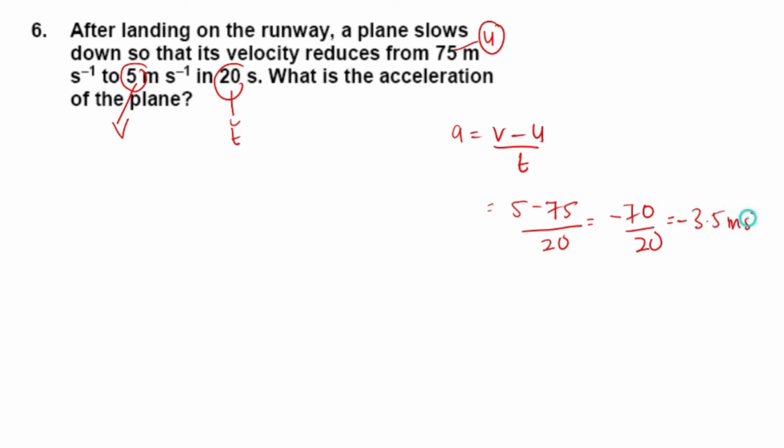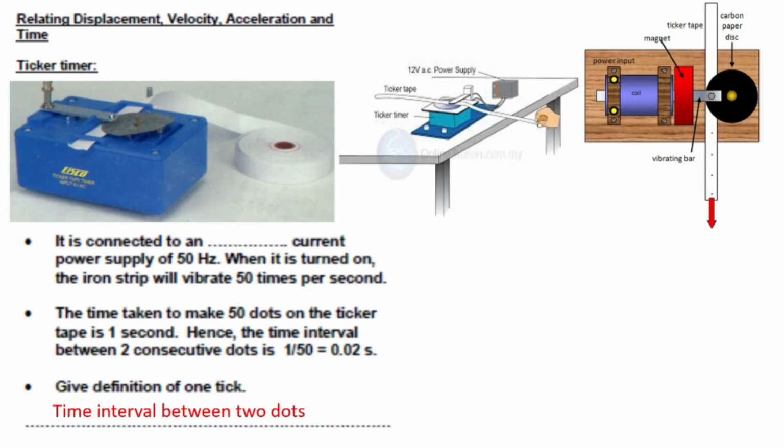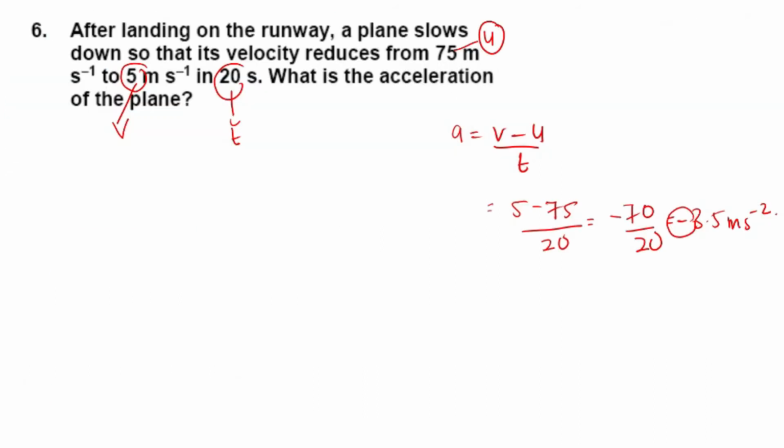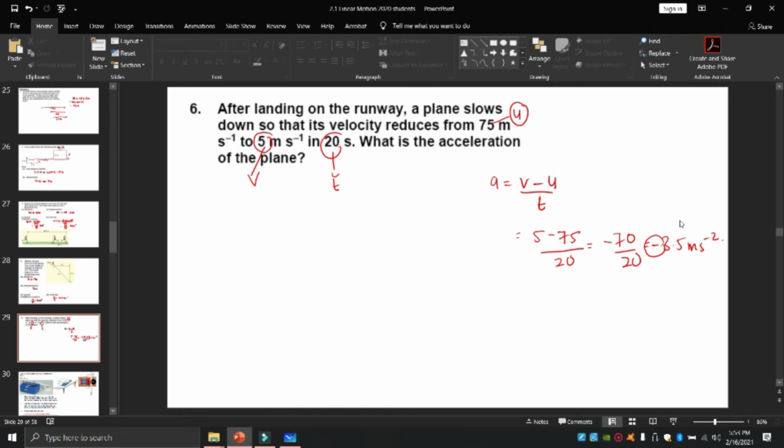3.5 ms negative 2. So this means it decelerates, since the a is negative. The velocity is decreasing. So that's for question number 1 until number 6. I hope you can understand. So we move on to the next question that I gave just now.